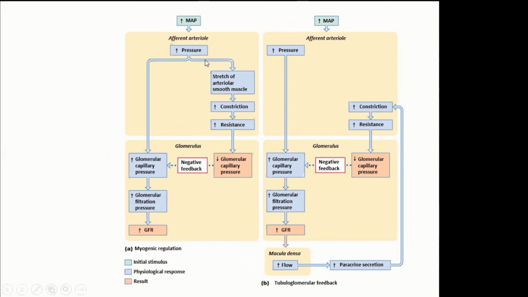Okay, so if we see a rise in blood pressure, we have ways we can control that. A rise in the mean arterial blood pressure does create a rise in the pressure in the afferent arteriole. We're going to respond to that by sensing the stretch of the arteriole. So that smooth muscle is then going to constrict, which increases the resistance, which is going to decrease the glomerular capillary pressure. We'll go through the rest of this on Wednesday, because I think our time is up, if I'm right.